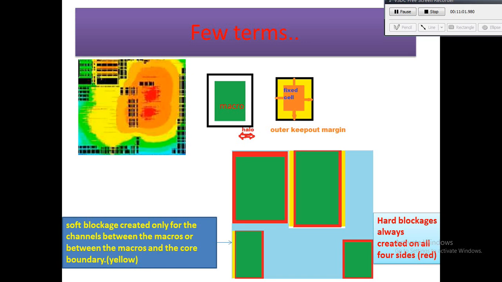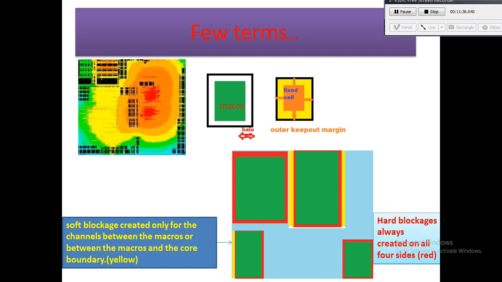Moreover, there are three types of blockages we use for congestion reduction. The first one is soft blockage, then hard blockage, and partial blockage. Soft blockage specifies a region where only buffers can be placed. That means standard cells cannot be placed in this region. Then hard blockage specifies a region where neither standard cells nor buffers can be placed. It prevents the placement tools from placing standard cells and buffers in this region.